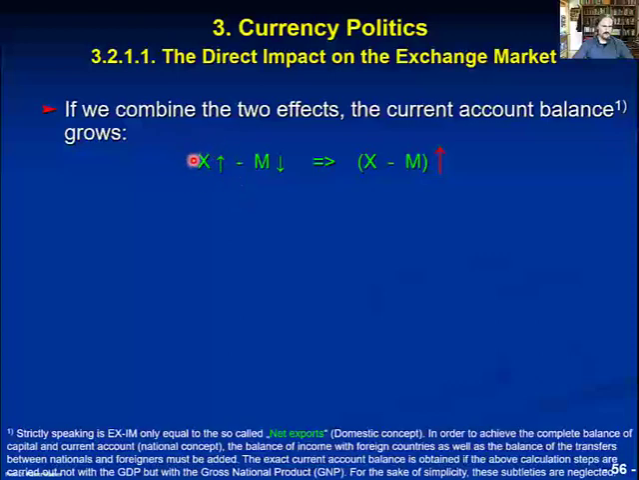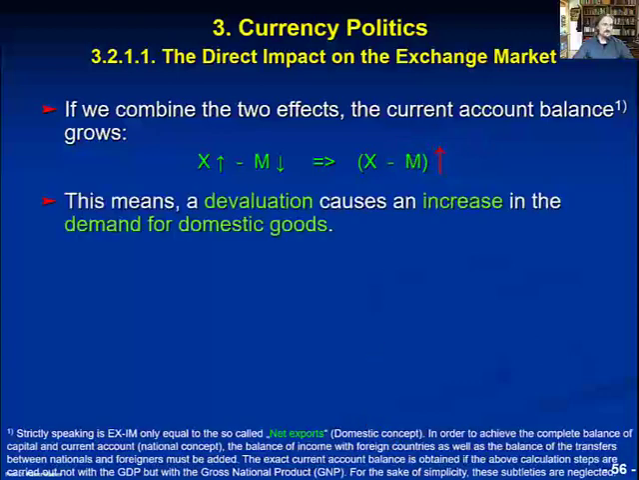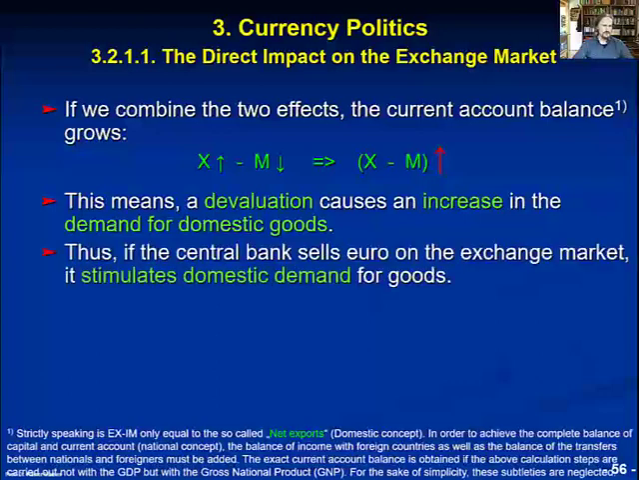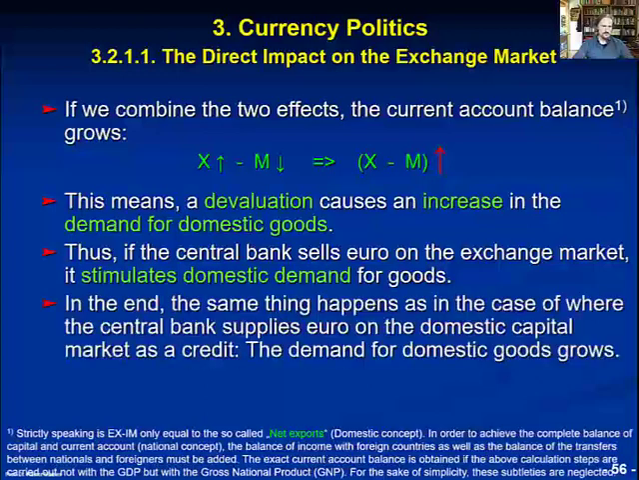The export gets larger, the import gets smaller, so the difference gets larger. This means the devaluation causes an increase of the total demand for domestic goods. Thus, if the central bank sells euro on the exchange market, it stimulates domestic demand for goods.